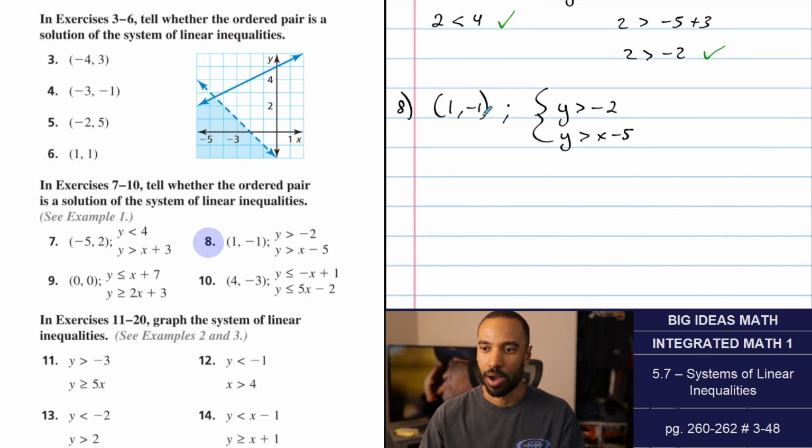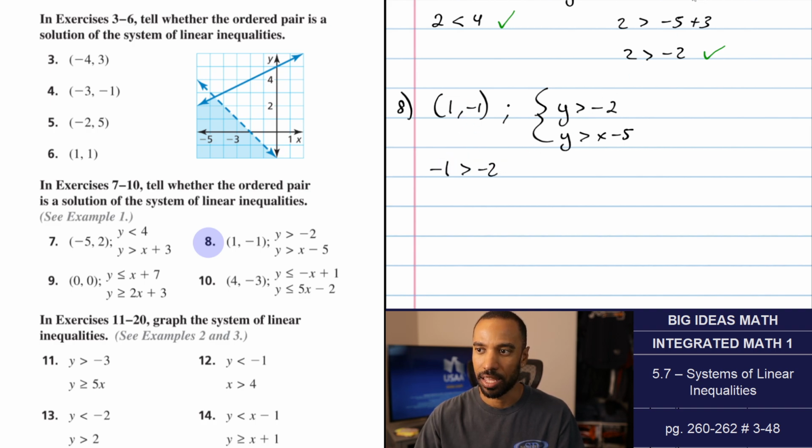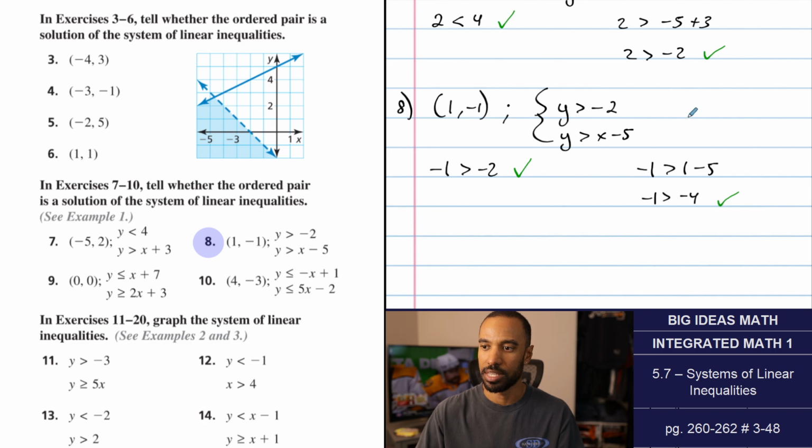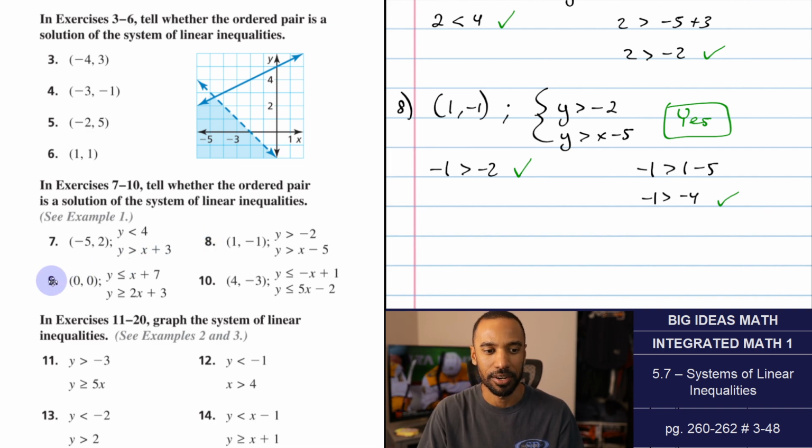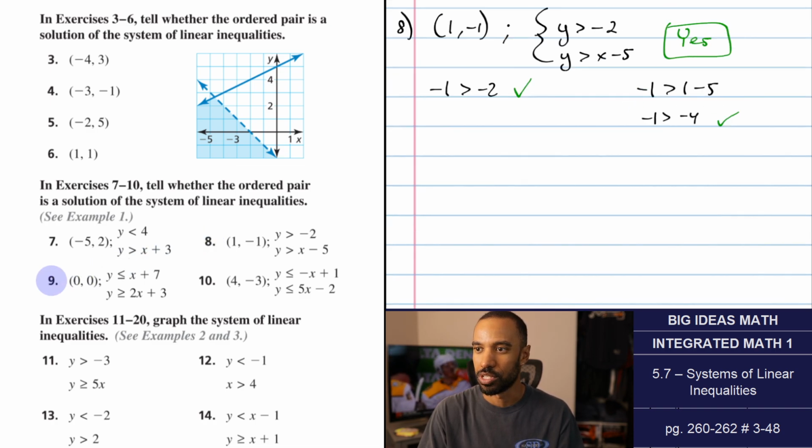Okay, 1, -1. Again, the first one only has a y, so we substitute -1 for there. -1 is greater than -2, a smaller negative number, and -1 in comparison to 1 minus 5. Yeah, -1's greater than -4. Also checking out. So yes, once again, solutions. So all the ones that weren't solutions in 3 through 6 are now being made up for right here. Now we're getting a bunch of solutions. We'll see if we can get 3 out of the 4 become solutions. I'll feel better about the first ones being so off.